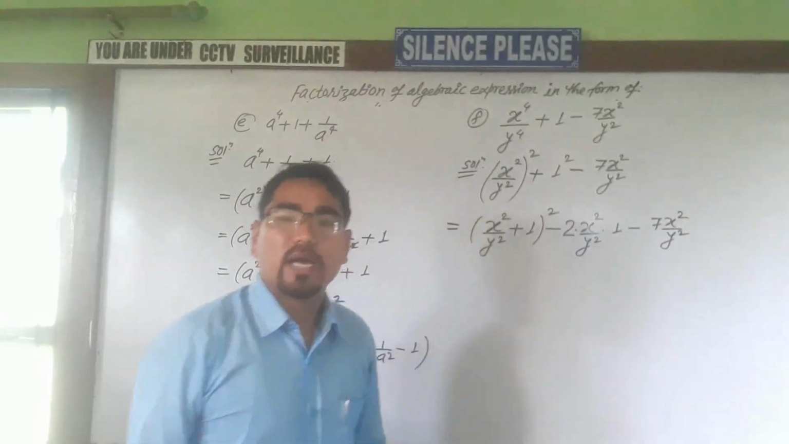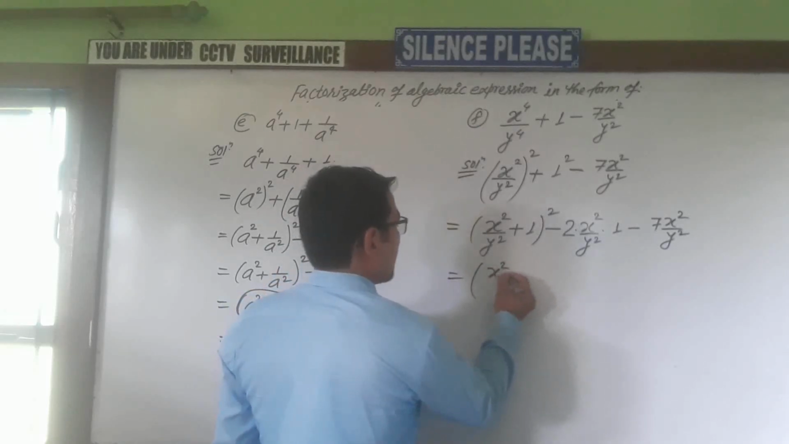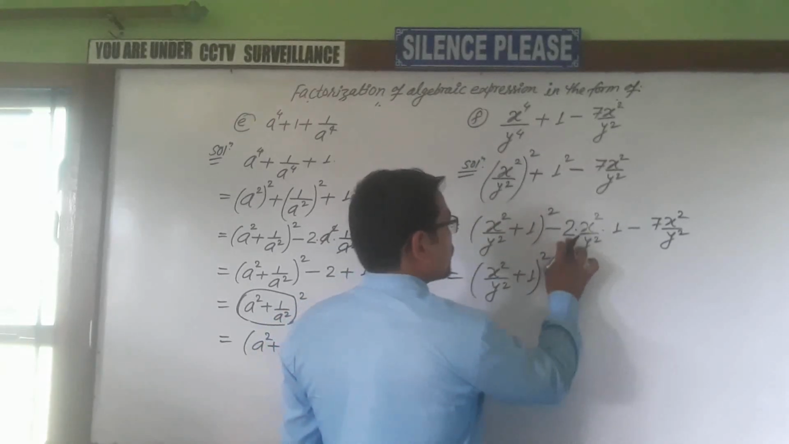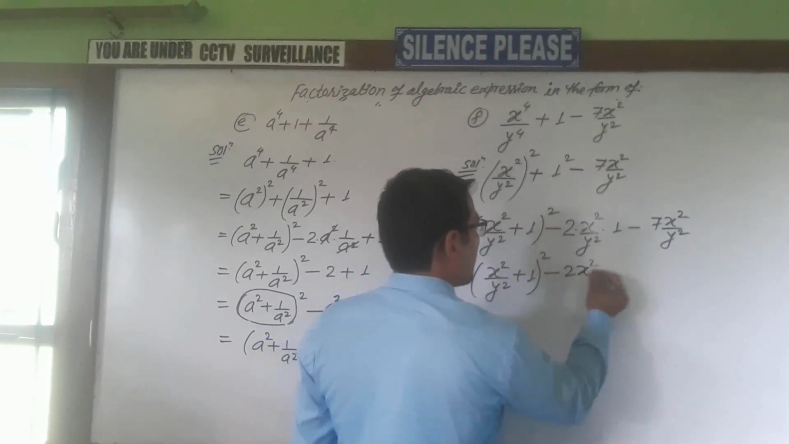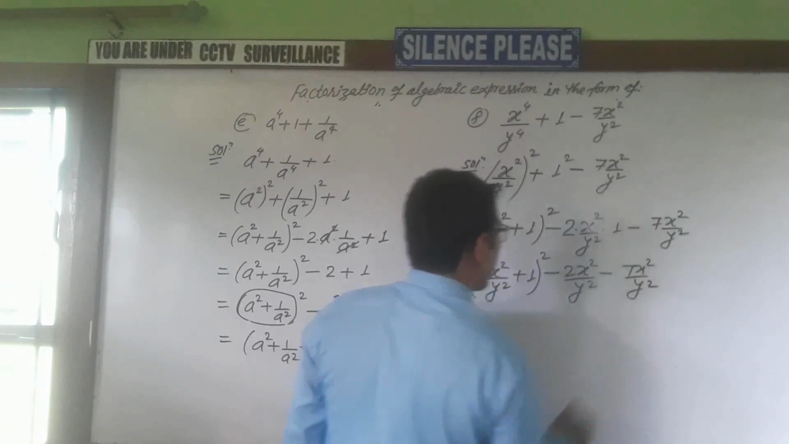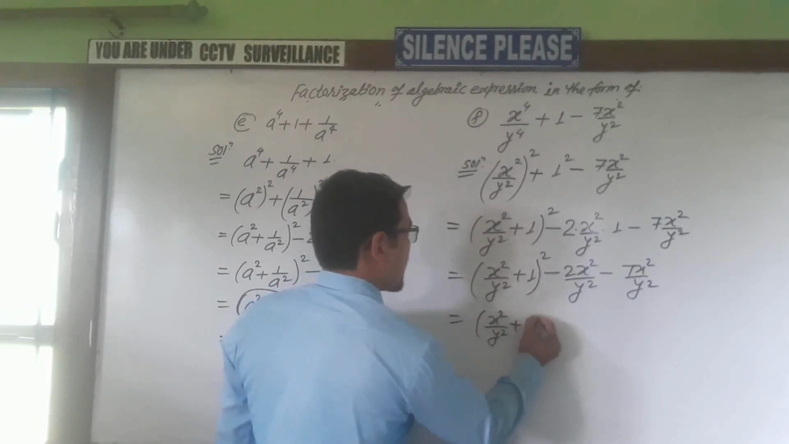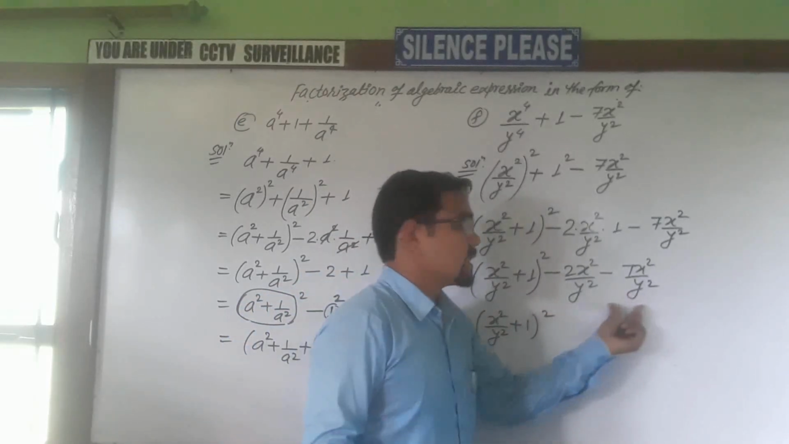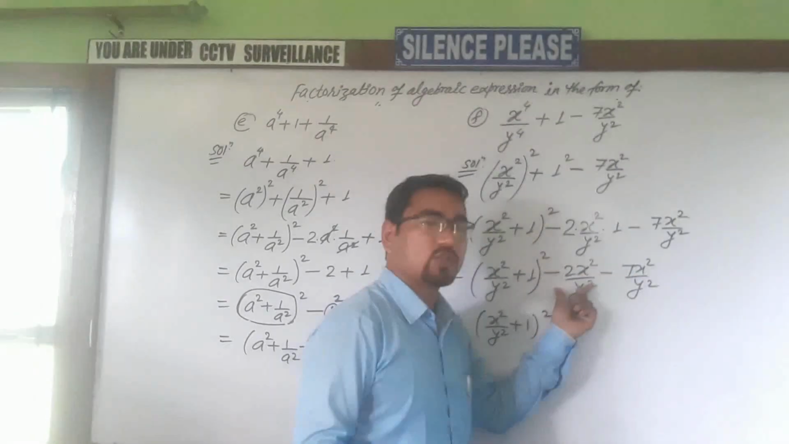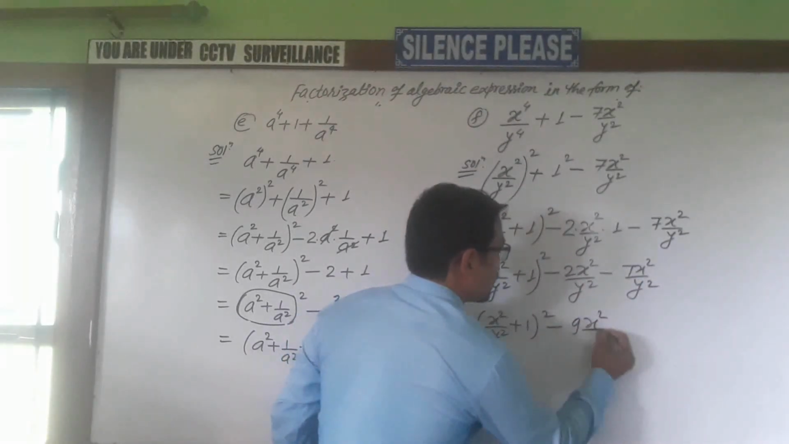After this, we have (x²/y² + 1)², and multiplying 2 gives 2x²/y², minus 7x²/y². Just simplify, it is very simple. These two terms are like terms, 2x²/y² and 7x²/y². Both are in minus, so we add them: −2 − 7, we write −9x²/y².